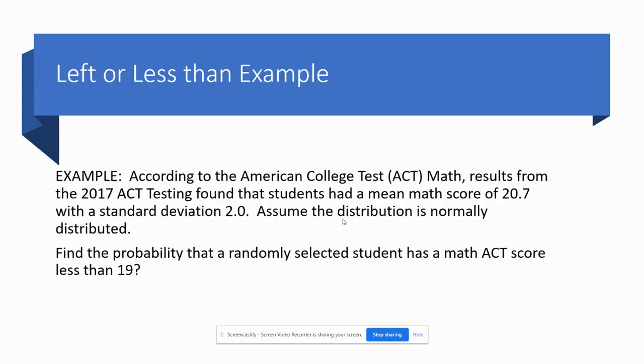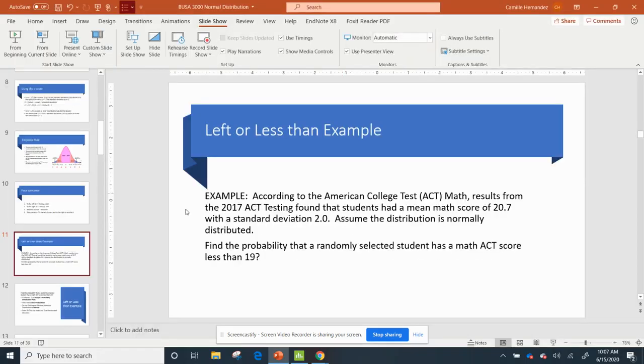All right. According to the American College Test, the ACT Math, results from the 2017 ACT test found that students had a mean math score of 20.7 with a standard deviation of 2. Assume the distribution is normally distributed. Find the probability that a randomly selected student has a math ACT score of less than 19.